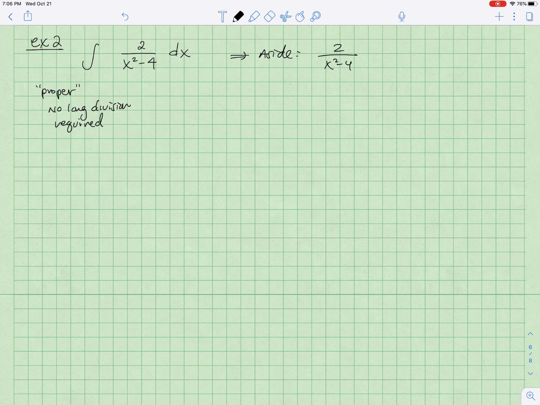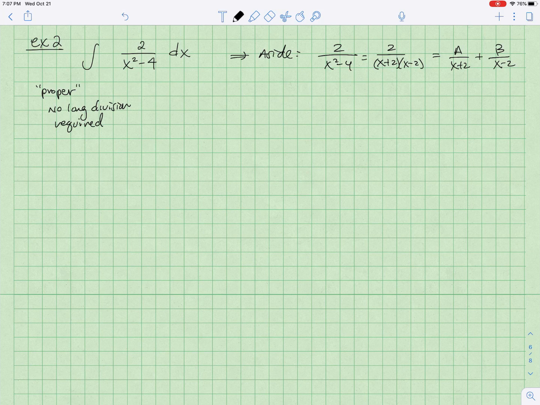2 over x squared minus 4 is 2 over x plus 2 times x minus 2, which is some kind of a over x plus 2 plus some kind of b over x minus 2 when we decompose it properly. So let's figure out what a and b are.